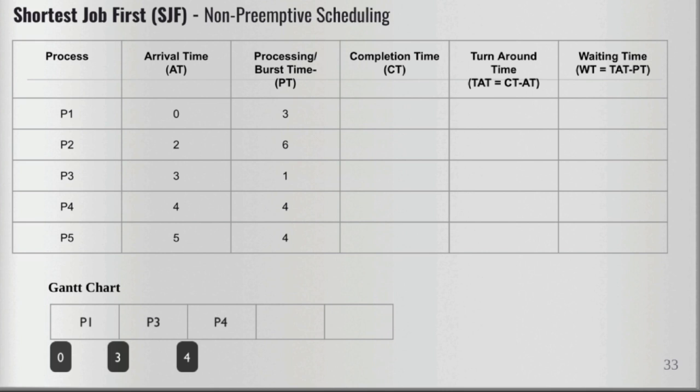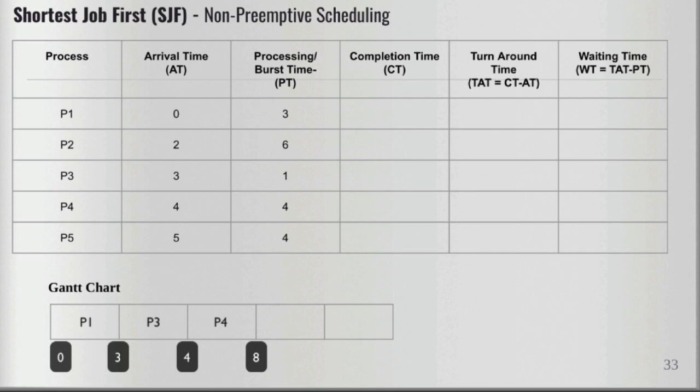It'll start executing. How long will it execute for? Well, for the duration of its execution time, which is 4. So it'll execute for the duration of 4 time units. So 4 plus 4 is 8. Okay, so you've got P4. So P4 is done.